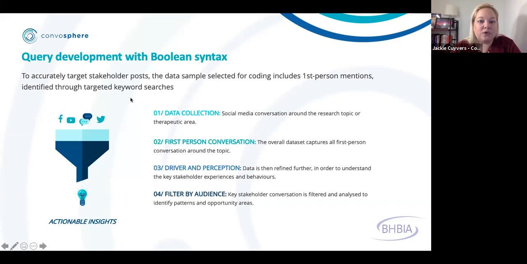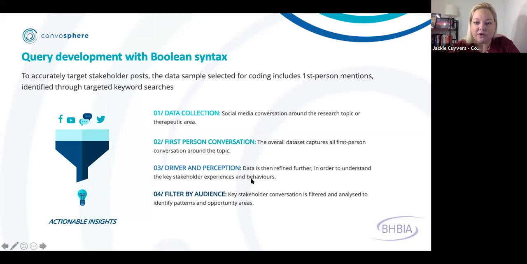So then you have this data set, you collect the data, and in many cases, what we also do is further refine this data set by using first person expressions. So in this case, I, me, my, mine, our, we, alongside the therapeutic area. And that weeds out a lot of investor or financial news, press releases, things like that, and really reveals those conversations about individual patients and caregivers who are talking about their experience with that disease area.